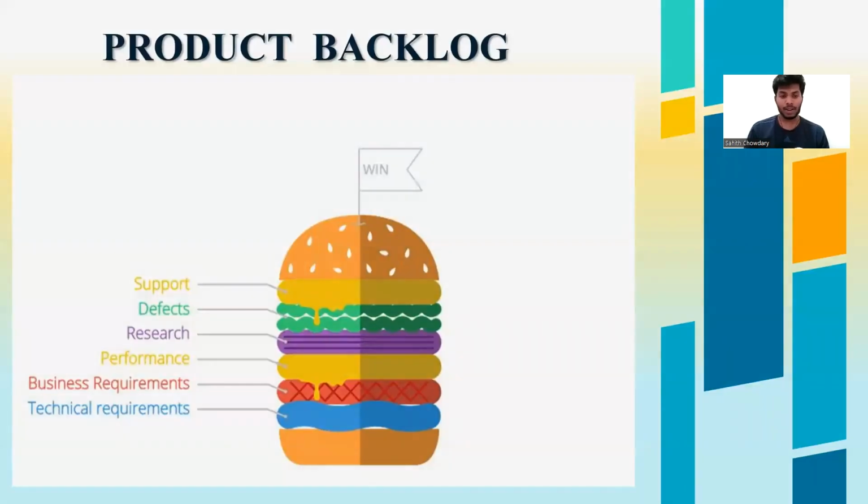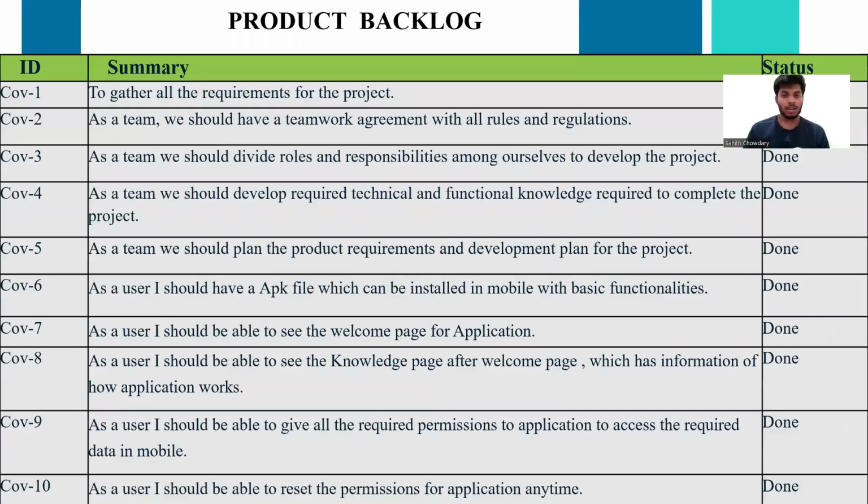And this is the product backlog. These are the user stories which we have planned from Sprint 1, which is, in COV1, to gather all the requirements for the project, and in COV2, we should have a teamwork agreement with all rules and regulations, and COV3 is about dividing our roles and responsibilities to develop our project.